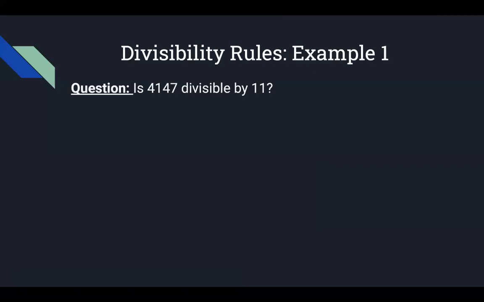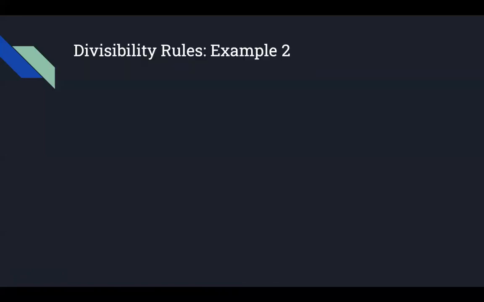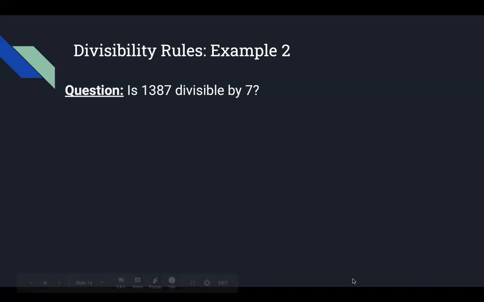Let's see. We're going to review the 7 because that one's also kind of difficult. Is 1,387 divisible by 7? All right. Do you guys remember the divisibility rule for 7? Kind of. But that one's a yes, because it ends in 7. Okay.